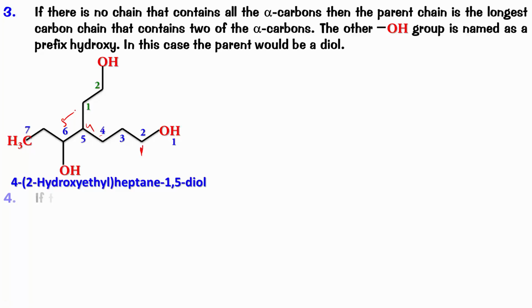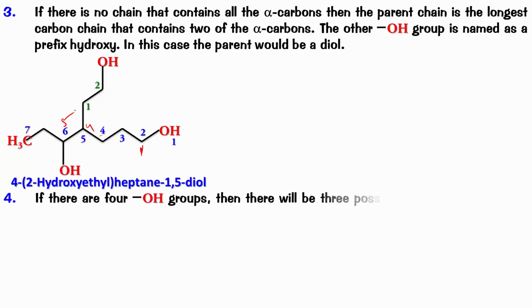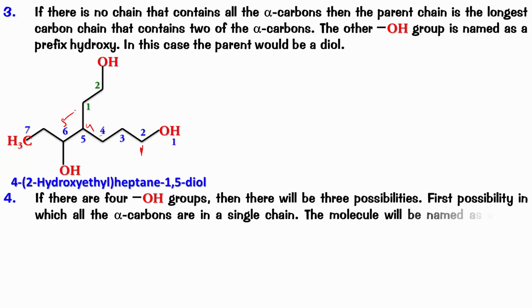The next point is, what happens if there are 4 of them? Then there will be 3 possibilities. The first possibility is in which all the alpha carbons are in a single chain. The molecule will then be named as alkane PQRS tetraol.